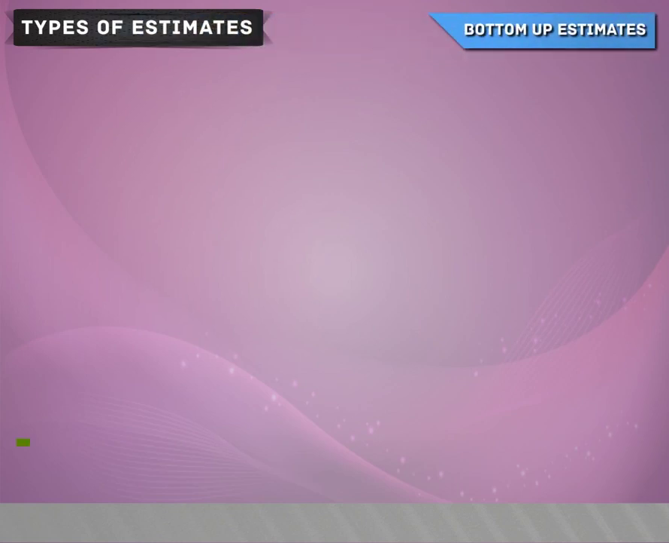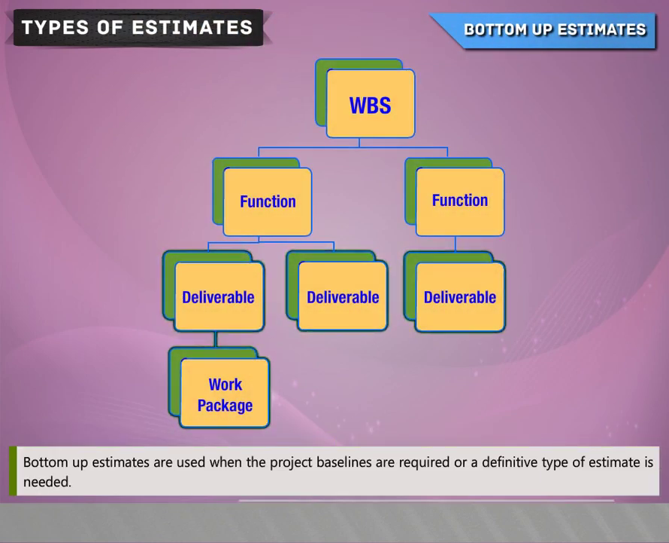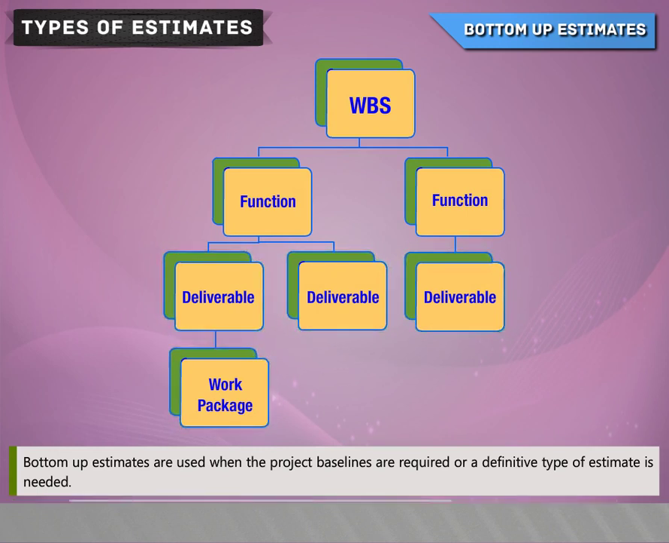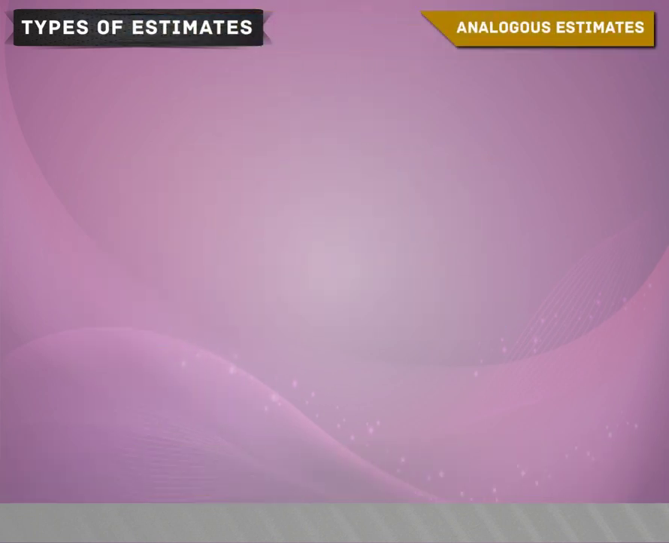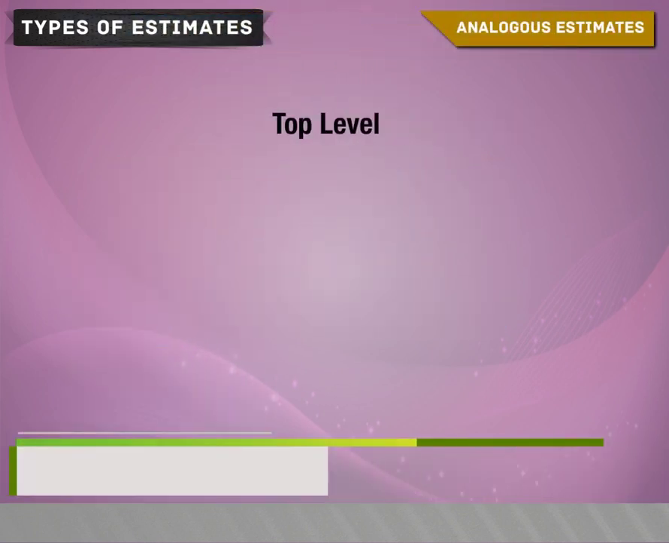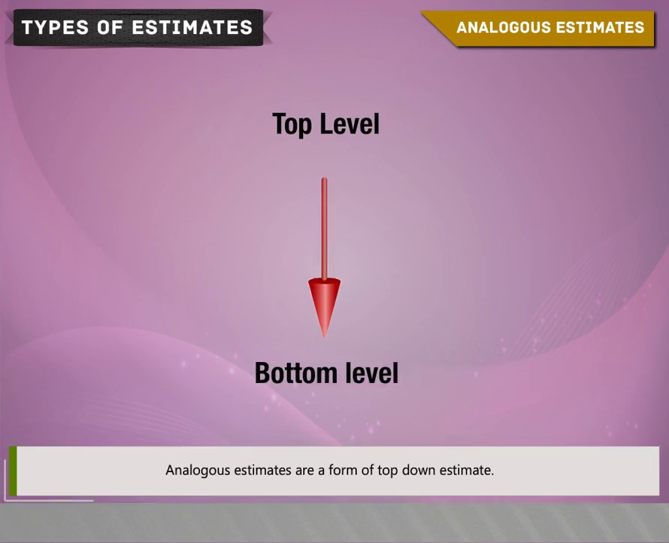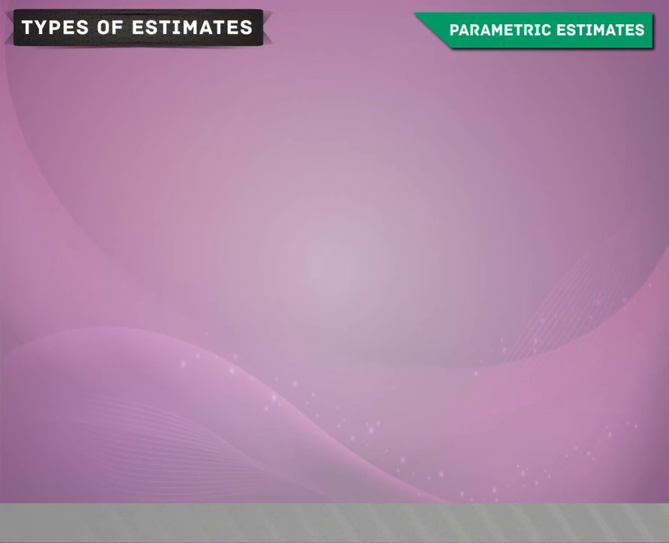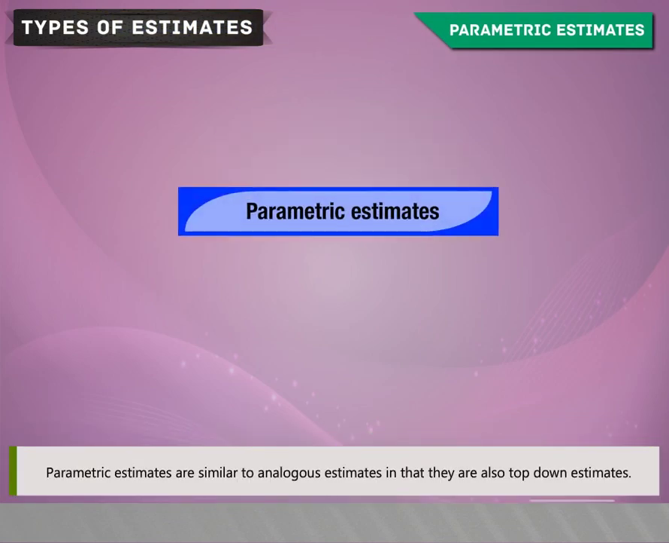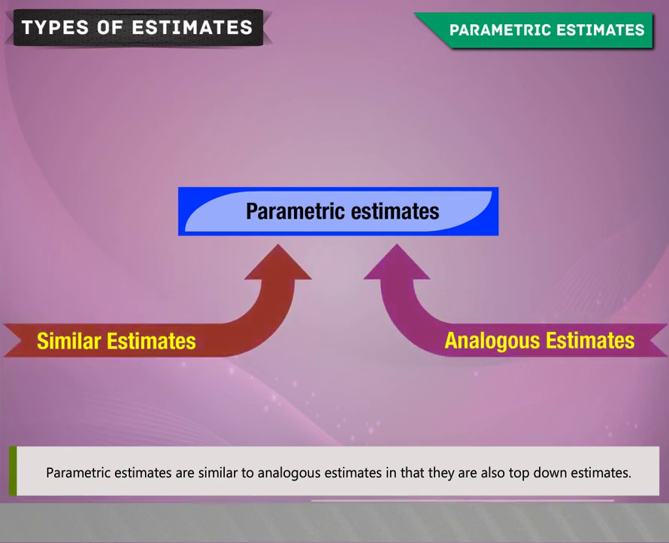Bottom-up estimates. Bottom-up estimates are used when the project baselines are required or a definitive type of estimate is needed. Analogous estimate. Analogous estimates are a form of top-down estimate. Parametric estimates. Parametric estimates are similar to analogous estimates in that they are also top-down estimates.